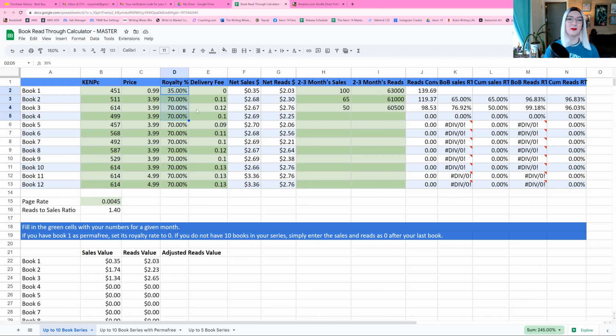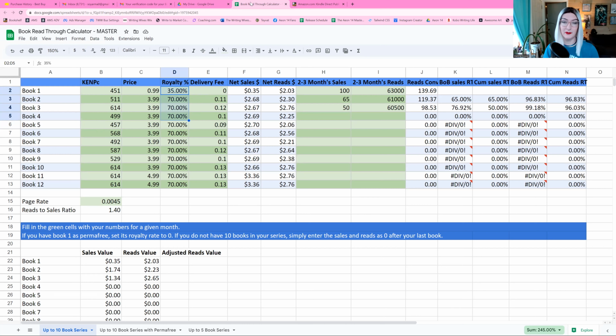But for now, you've got to fill it in. Pretty simple. And then the last thing you want to put in is what your delivery fee is. Your delivery fee is going to be in the spreadsheet that you get off KDP. If you go to reports, on the left-hand side there's prior month's royalties. Pick a prior month, download the spreadsheet, and it will show you what your delivery fee is.